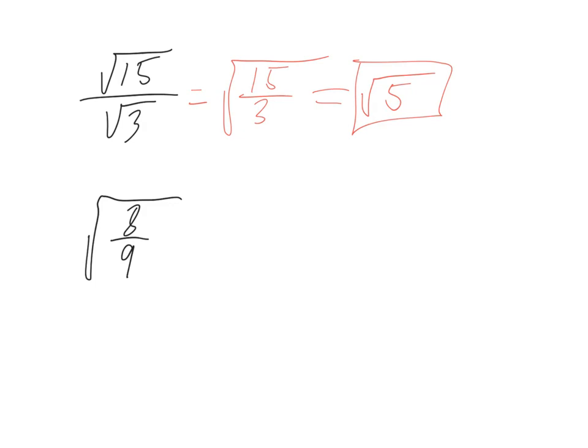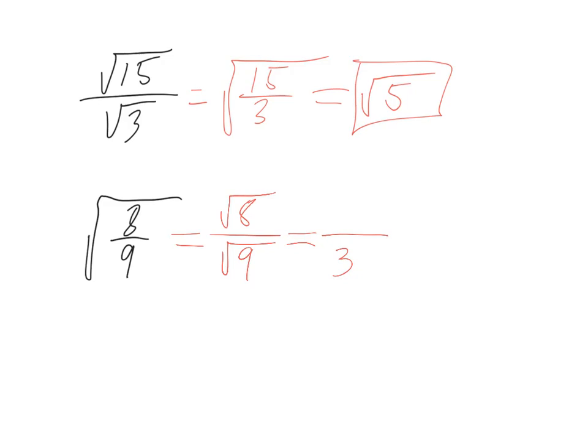Now here's a second example, the square root of 8/9. So in this situation, it might be beneficial to reverse that process and think of it as two separate pieces. So the top is the square root of 8 and the bottom is the square root of 9. And the reason I did that is because I'm looking at the denominator, and the square root of 9, I know what the square root of 9 is, that's 3. And so I can simplify that very easily.